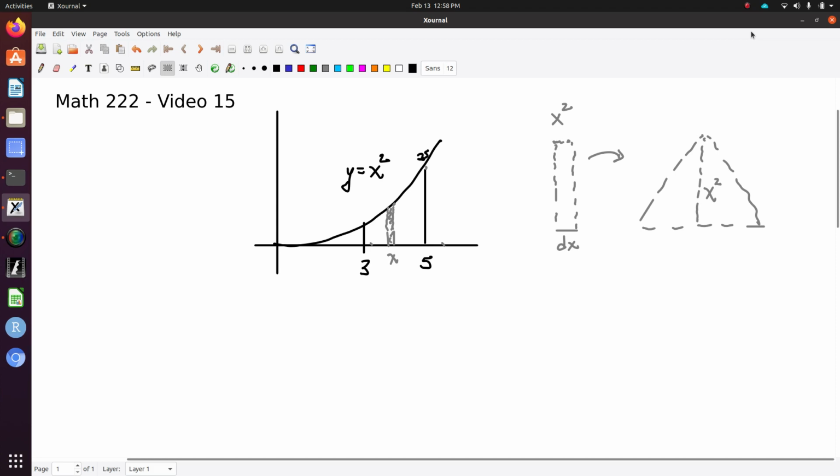So here's this object I want you to imagine. Okay, so I have this curve y equals x squared, and I'm going from 3 to 5. So on the y-axis, I'm going from 9 to 25. Okay, and I'm going to build equilateral triangles.